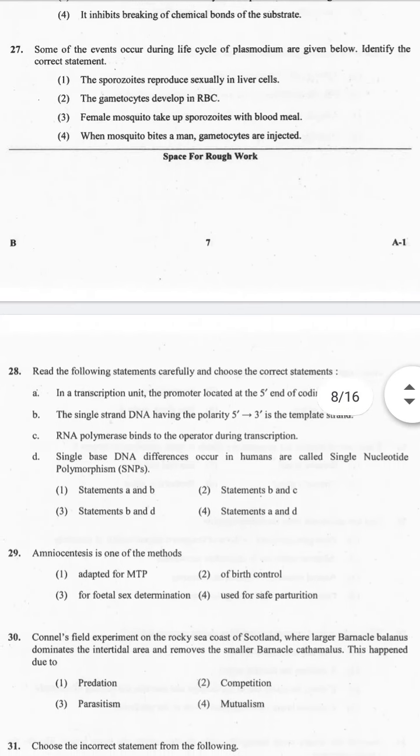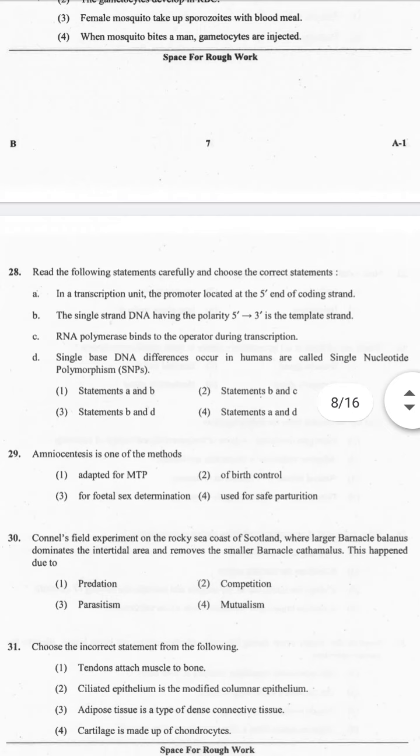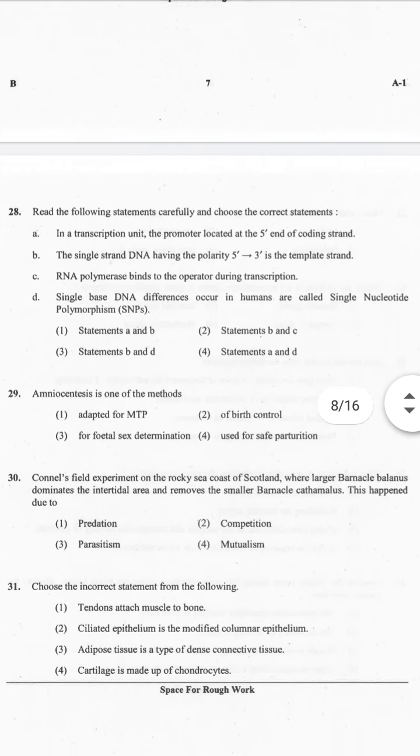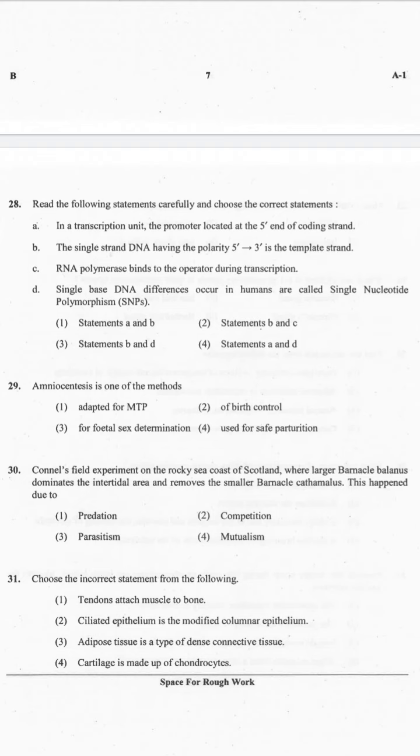Question number 28. Read the following statements carefully and choose the correct statements. Statement A. In a transcription unit, the promoter is located at the 5' end of the coding strand. Statement B. The single strand DNA having the polarity 5' to 3' is the template strand. C. RNA polymerase binds to the operator during transcription. D. Single base DNA differences that occur in humans are called single nucleotide polymorphisms, SNPs.